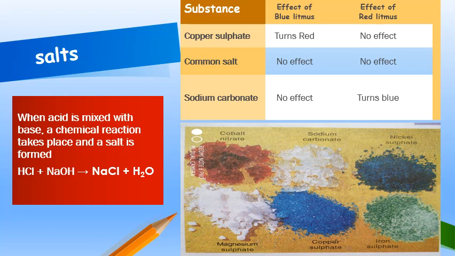When you take common salt, it is perfectly neutral. What is the formula for common salt? I told you just now, sodium chloride. So it is neutral, and there is no effect on both the litmus papers. But when you take sodium carbonate, what is the color of sodium carbonate? White color. It turns the red litmus to blue, which means it is slightly basic in nature. So salts are not only neutral; some salts are acidic and some salts are basic. Let us learn in depth.